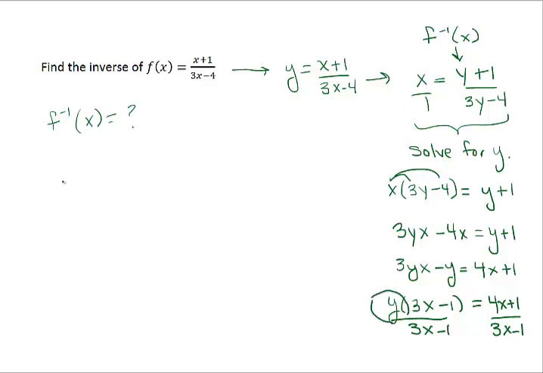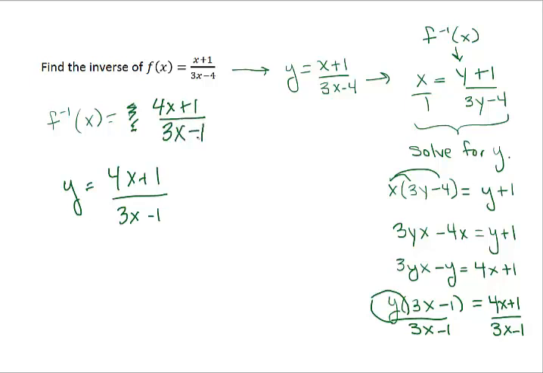And so I know that y is equal to 4x plus 1 all over 3x minus 1, which means that f inverse of x is equal to 4x plus 1 over 3x minus 1. Hopefully you were able to get this. You'll want to write this entire thing here as your inverse function.